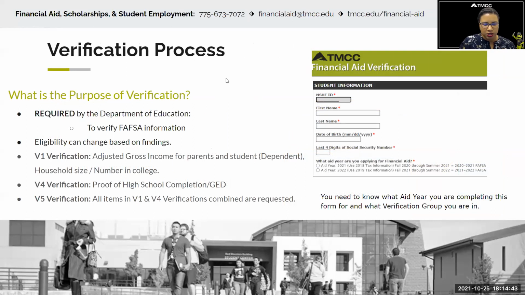And like I said, the purpose of verification is just to verify what was on the FAFSA. There are different types of verification. V1 is asking mostly about the income and household size. The V4 is going to be asking for proof of high school completion. And then V5 is going to be asking for both of those combined.